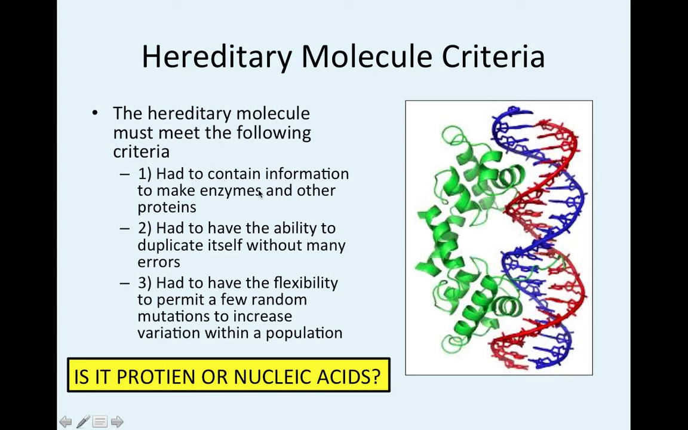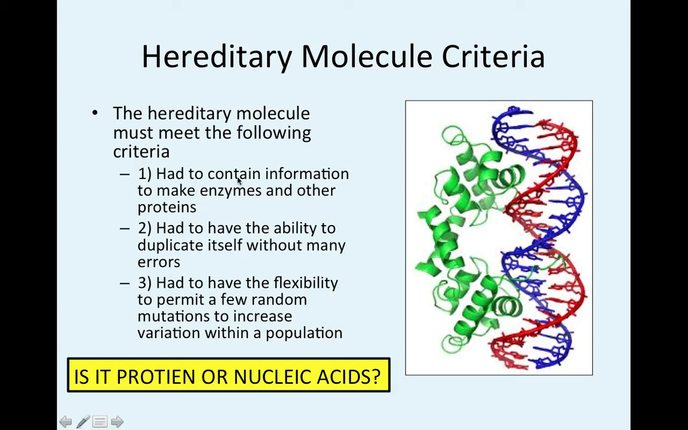Okay? It has to contain information to make enzymes and other proteins. So it's either proteins making proteins or it's DNA making proteins. But regardless, they have to be able to make proteins and enzymes. And the key thing is that when we're going to build a body or run a body, we need to constantly be doing reactions. Well, what's under the ultimate control of reactions is enzymes. Without enzymes, you have nothing.